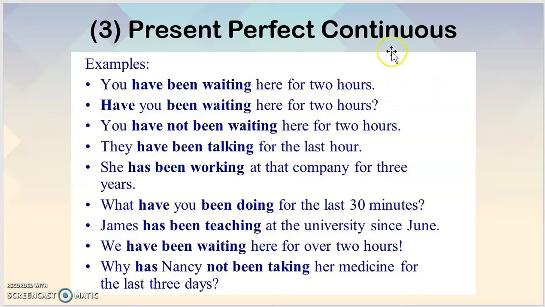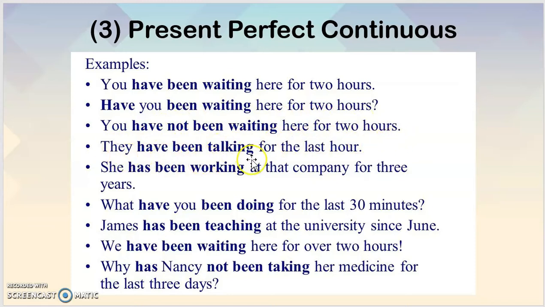Present perfect continuous. For example, you have been waiting here for 2 hours. Continuous is where you use ing. See all this? They use ing, which means it is happening. Have you been waiting here for 2 hours? You have not been waiting here for 2 hours.